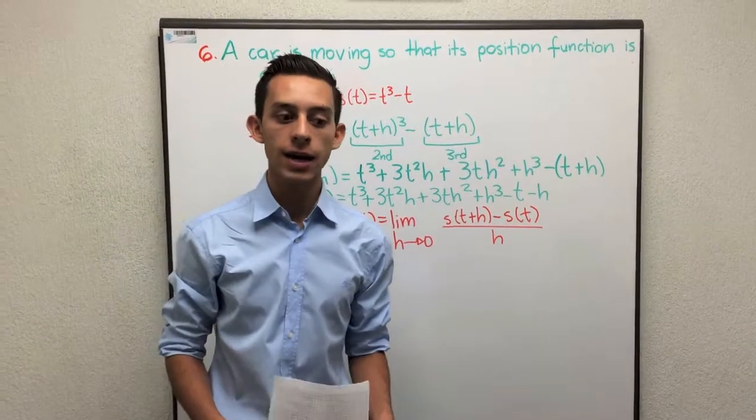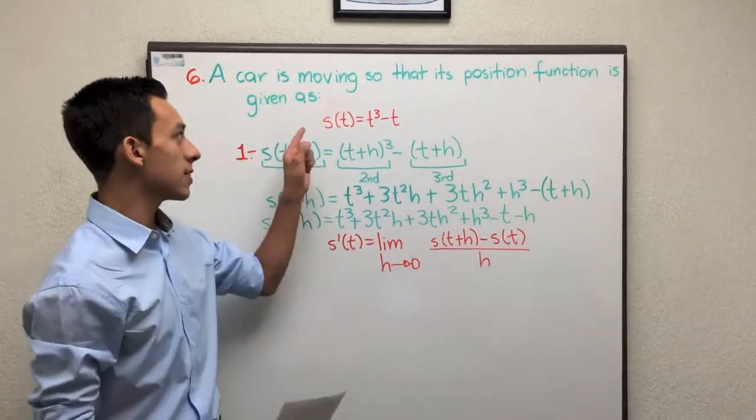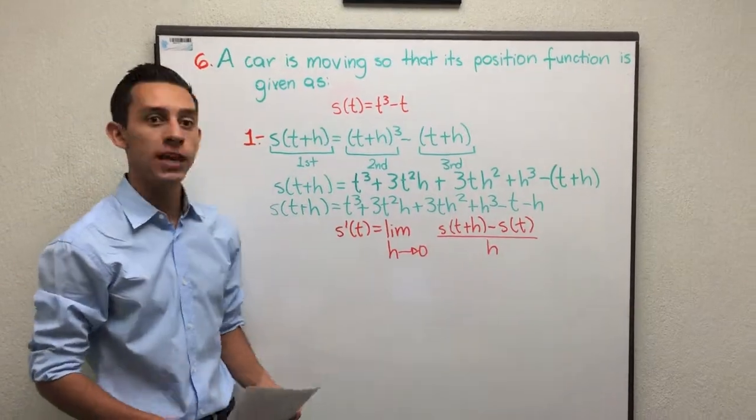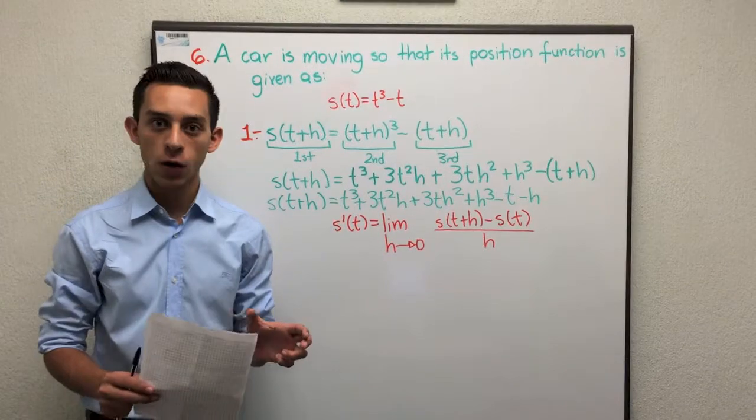That says, a car is moving so that its position function is given as, and we have this function, s of t equals t cubed minus t. Then we have to expand our formula.